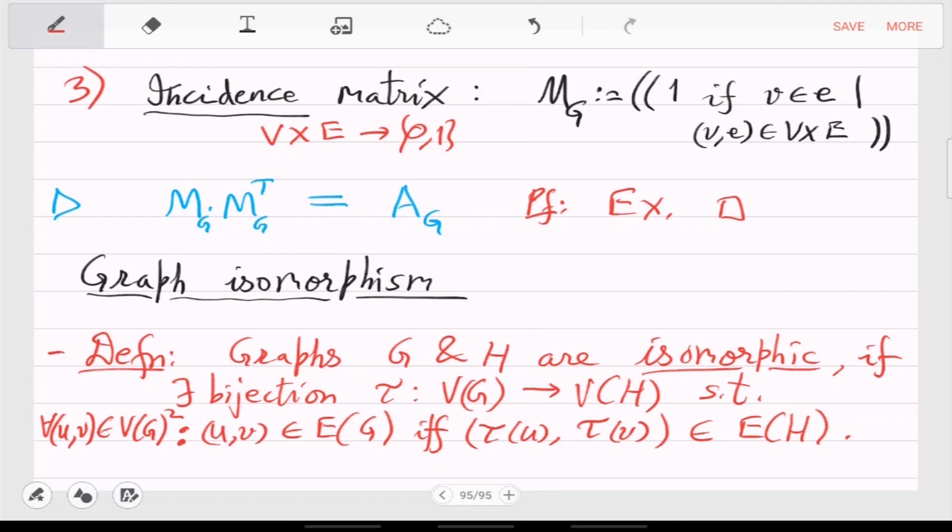So for any pair of vertices in the graph G, the pair is an edge if and only if the image under tau is an edge. So if the pair is an edge, then the image is also an edge. If the pair is a non-edge, then the image is also a non-edge, and vice versa. You can also move from H to G.